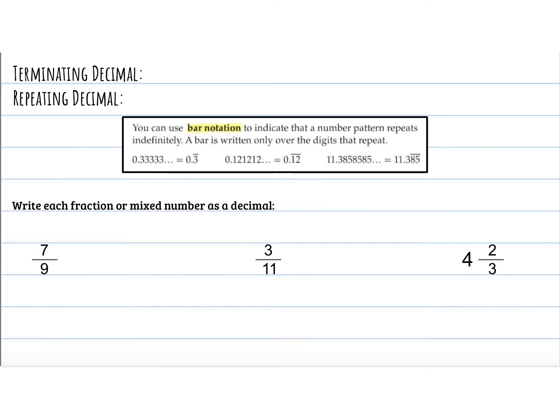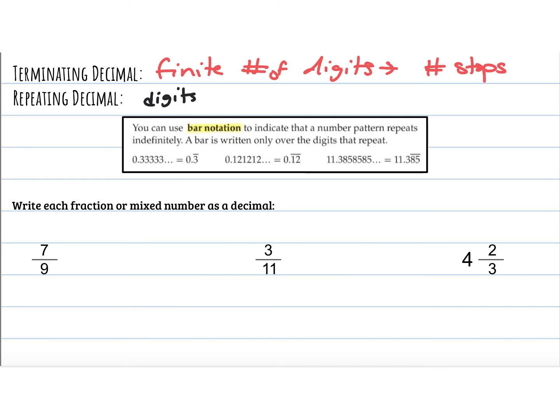A little bit of vocabulary for you here. A terminating decimal versus a repeating decimal. Terminating decimal, if you think about the terminator, this has a finite number of digits. So this means that it's going to stop. So the number stops or it terminates. For a repeating decimal, that means it repeats. So the digits continue in a certain pattern.